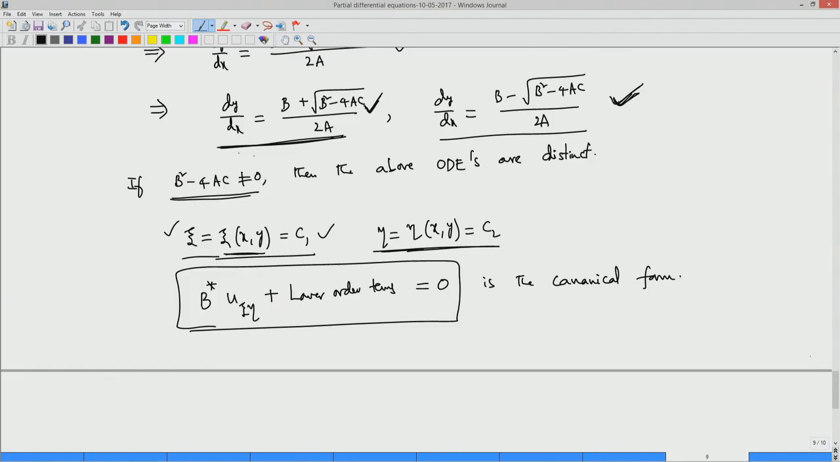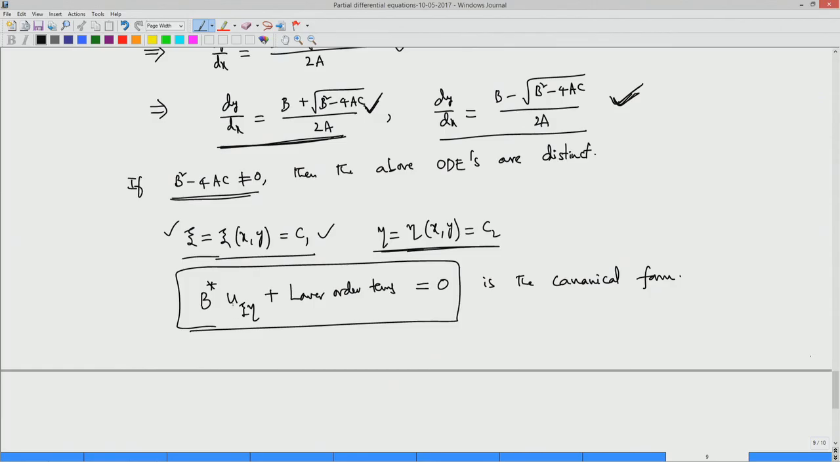So after integrating this ODE, you have a real valued function xi of x y. So xi and eta variables will be real functions of x y if b square minus 4ac is positive.